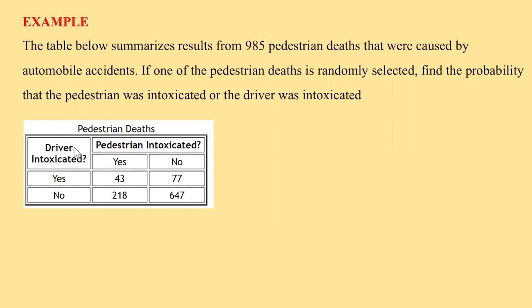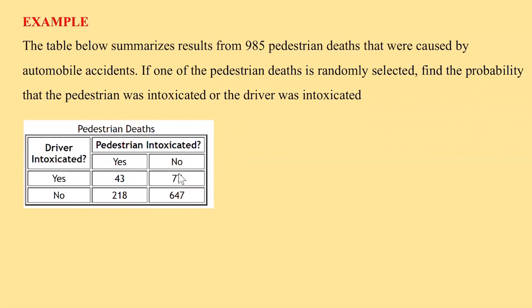Here we have driver intoxicated or not. So the driver can be intoxicated, yes, or the driver is not intoxicated, that is no. Similarly here, pedestrian intoxicated, yes, the pedestrian was intoxicated, or no, that is the pedestrian involved was not intoxicated. So here we have a total of 985 accidents. So 43 plus 77 plus 218 plus 647, that will be 985.